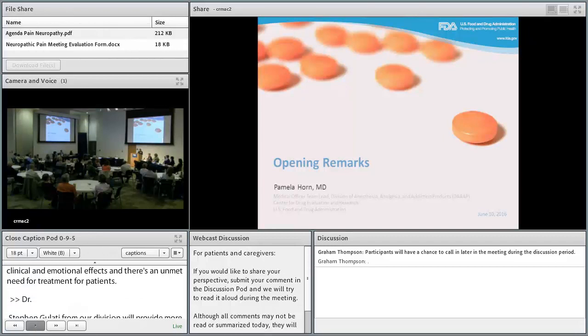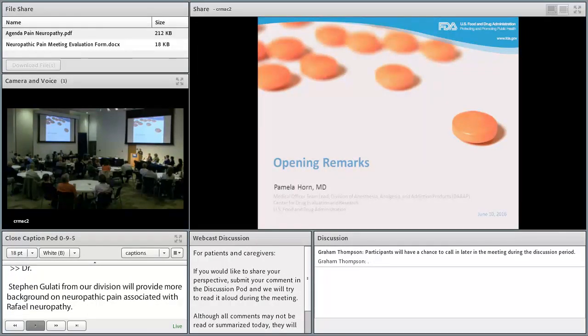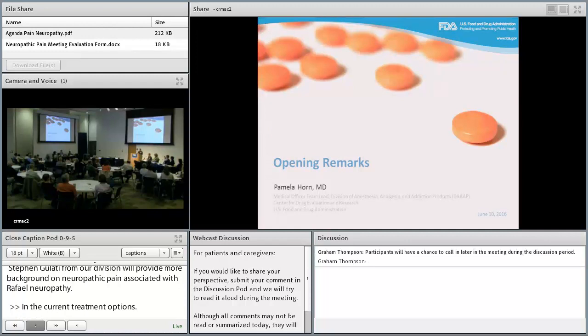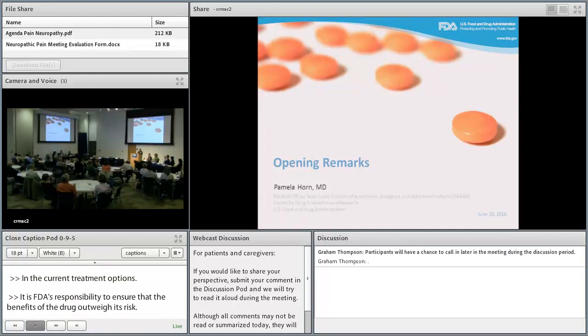It is FDA's responsibility to ensure that the benefits of a drug outweigh its risks. Therefore, having this kind of dialogue is extremely important and valuable for us, because hearing what patients care about can help lead us in figuring out how to best facilitate drug development for neuropathic pain and understand how patients view the benefits and the risks of treatment for neuropathic pain.